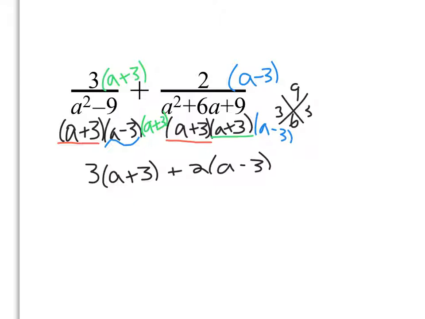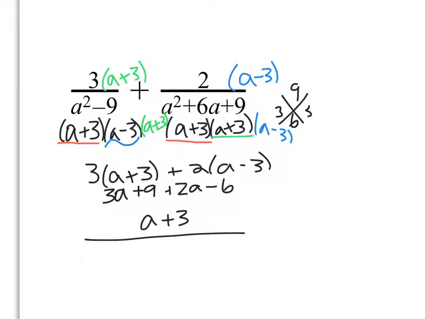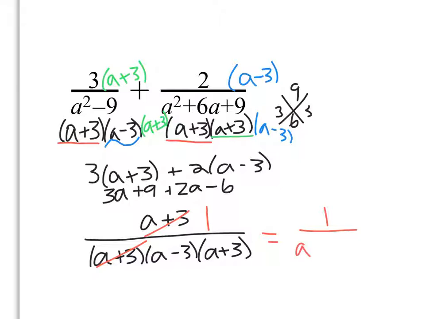3 times a plus 3 plus 2 times a minus 3. So we're going to distribute and combine like terms. So I get a plus 3 over my big fat denominator, which was a plus 3, a minus 3, a plus 3. But since we have an a plus 3 in the top and the bottom, this whole thing will simplify to 1 over a minus 3, a plus 3.